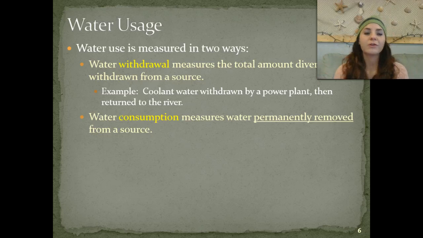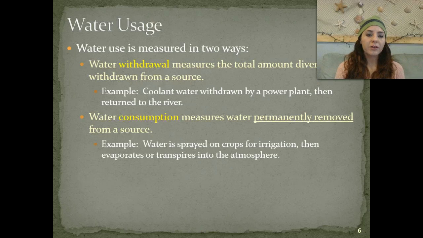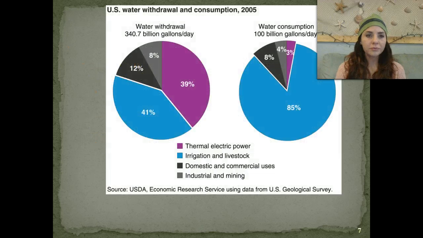Water consumption measures the water that we permanently remove from the original source. For example, if we spray water on our crops for irrigation, it evaporates or transpires into the atmosphere and is not returned to its original source.